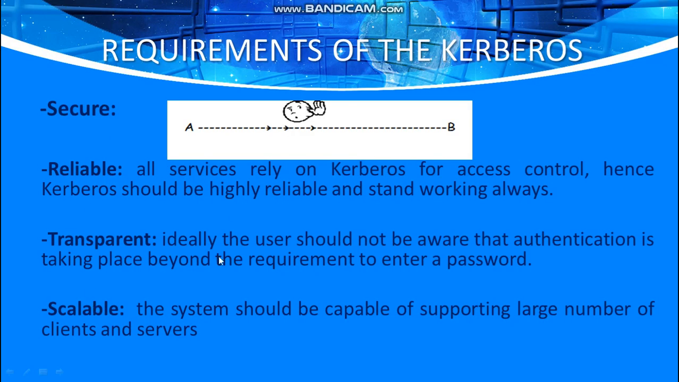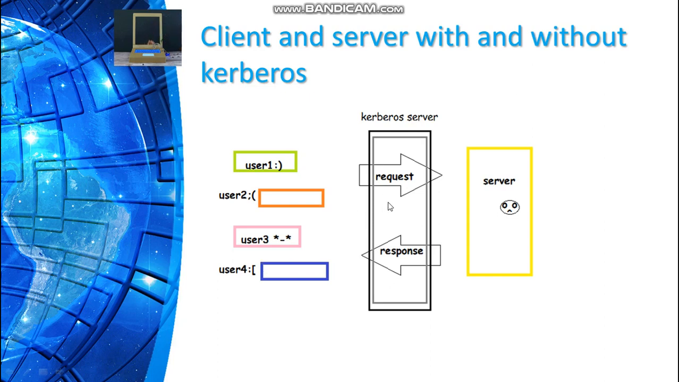The next one is transparency. Ideally, when the user is asking for services from the server, there should not be much processing time at Kerberos for authenticating the users and server. It should be transparent enough that the services go on very fast, so that the request goes very fast and the response comes very fast.